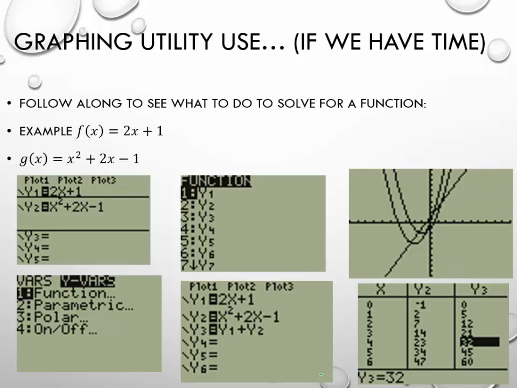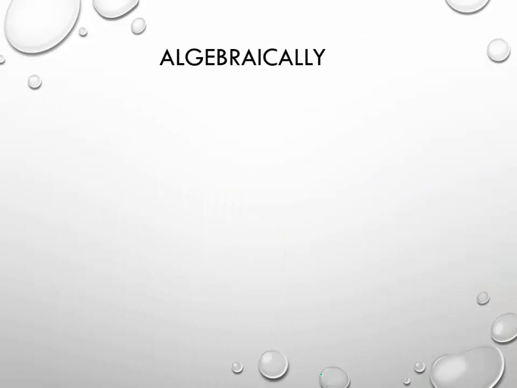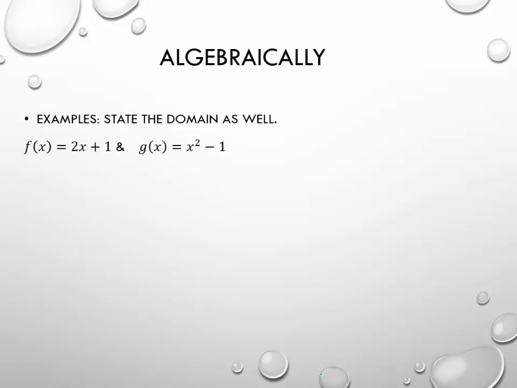So maybe you wanted to graph one of these, and you were trying to figure out what's some good numbers that I could use. Well, you could graph it on your graphing calculator and look at the table with the values and say, those ones look good. And use those. Algebraically, we're going to have to state the domain as well, but I would like you to think about each one of these.